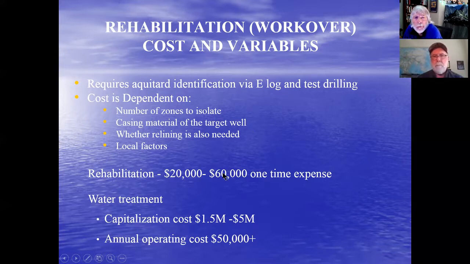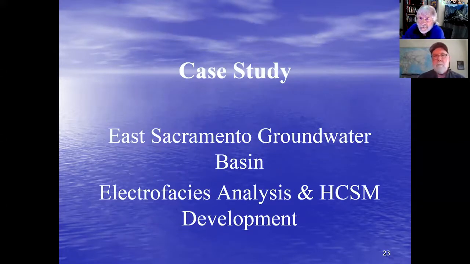If we had gone with a rehab, which cost about $60,000, far less money than going with a full water treatment or drilling new wells, which would have added $5 million and also additional operating costs. Whereas we did this with simple rehab by doing our homework, finding the number of zones to isolate, what type of casing material we had, and we also need to decide whether it's either reline or perforate. And so basically we saved this city a substantial amount of money, and we got their water quality back.